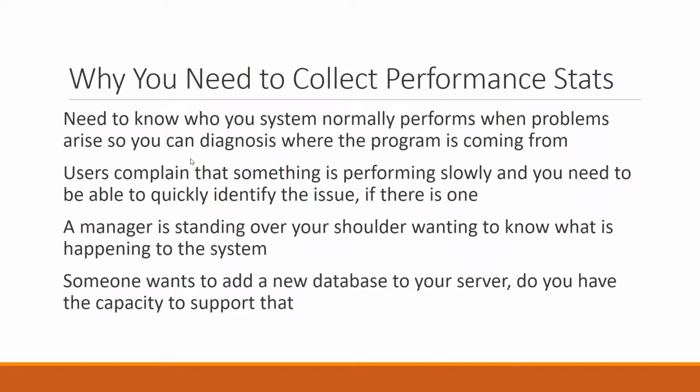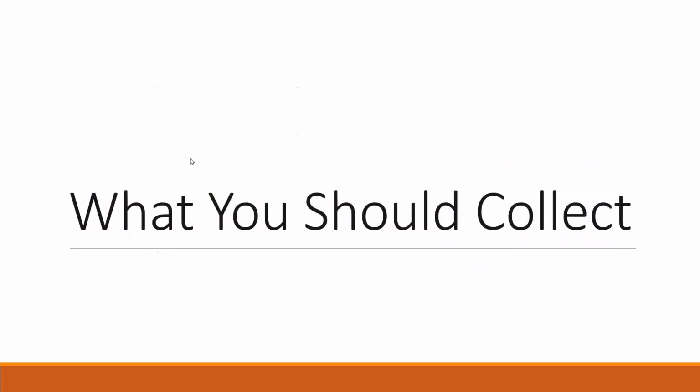You need to know, because you rolled out a new version of the application, if it's performing better or worse. You rolled out an index. Did that help or worsen things? You need to be collecting stats basically all the time, so you can tell if your system's performing better or worse at a particular time for any number of reasons, and these are the most common reasons that you need to know. So that's the whys. Now on to the whats.